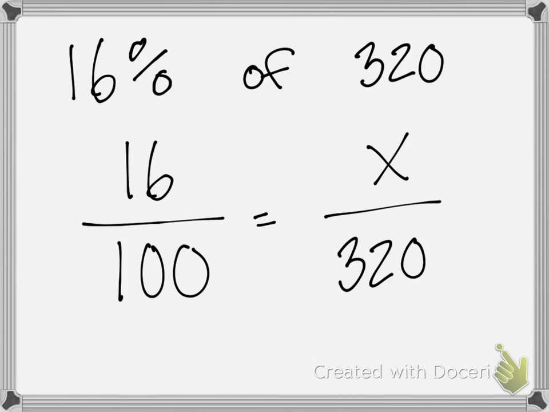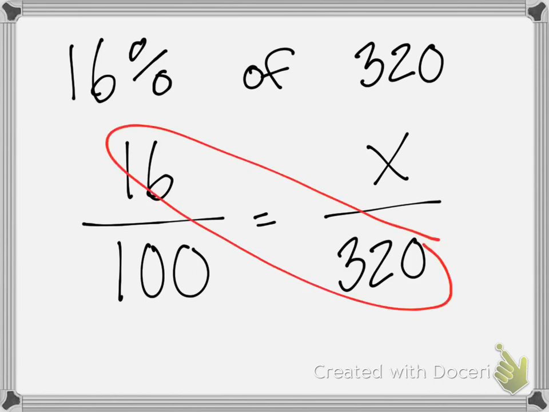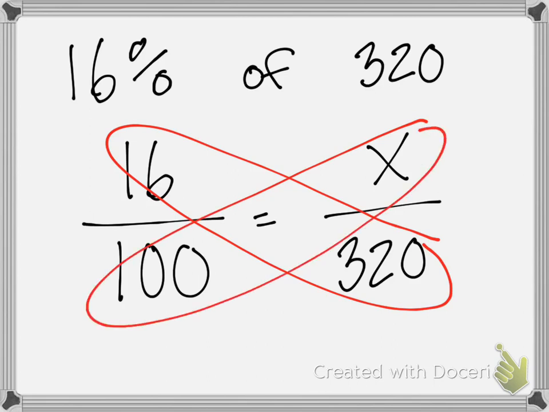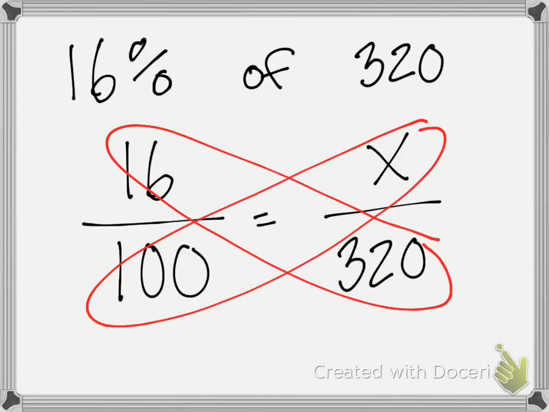So the first thing I do is cross multiplication. Like we've done before, we do cross multiplication. So we're going to get 100x. That's easy. 100 times x is 100x. If I had 100 times cats, how many cats would I have? 100 cats. So whatever it is. Then I have 16 times 320.